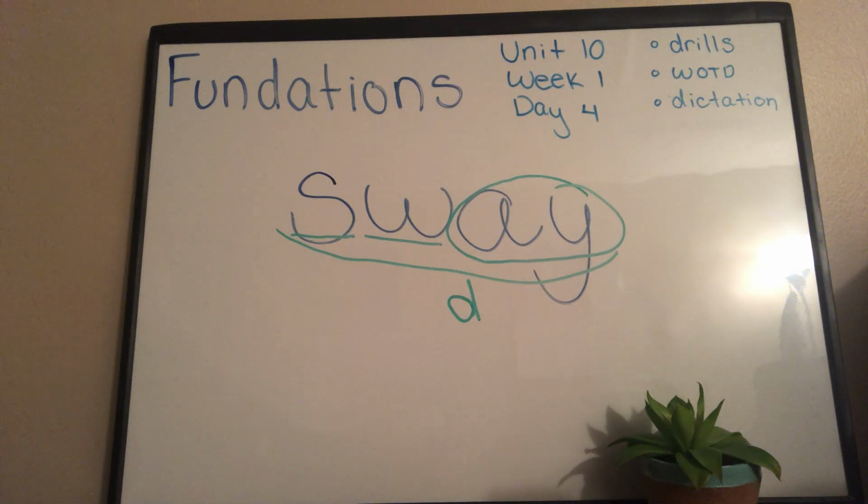Awesome. Great job. So we're going to make a sentence with the word sway. Remember I told you that the word sway is a motion. It's back and forth, side to side, right to left. So our sentence is this. The branches sway in the wind.